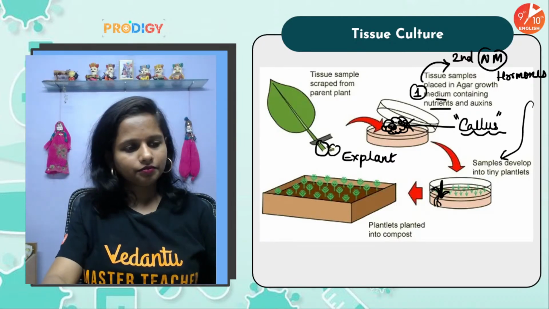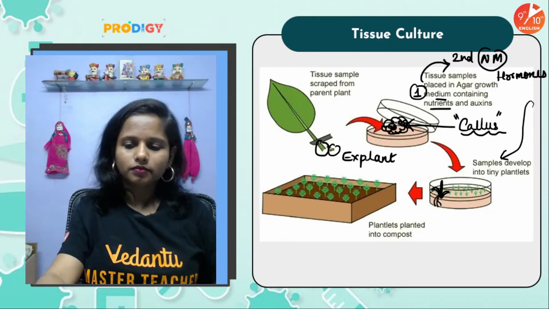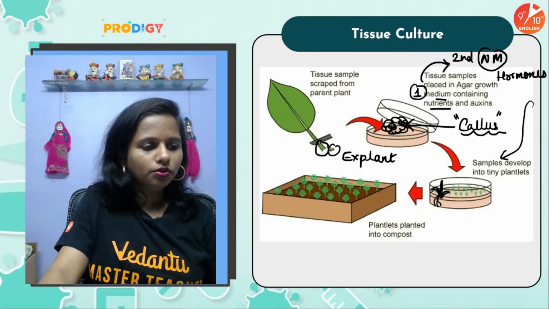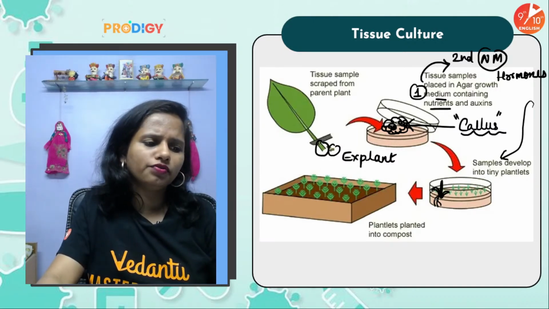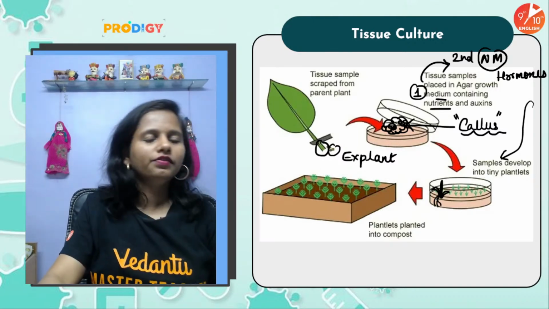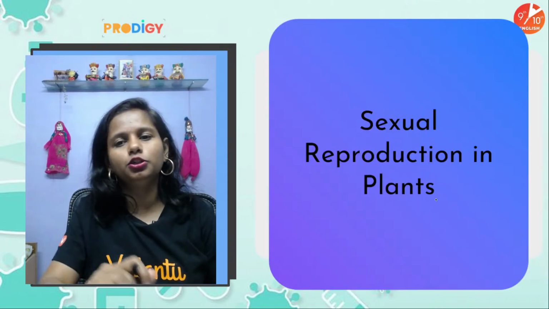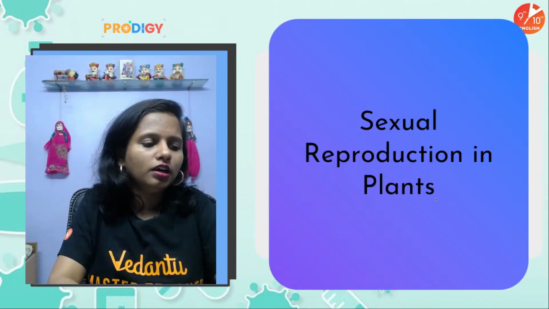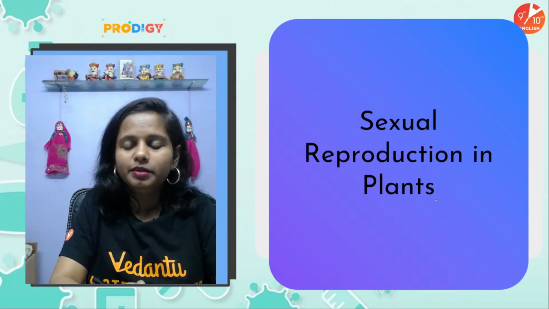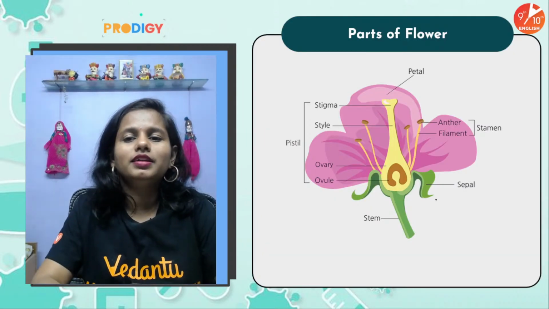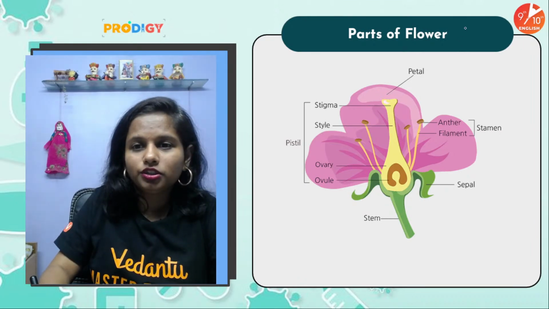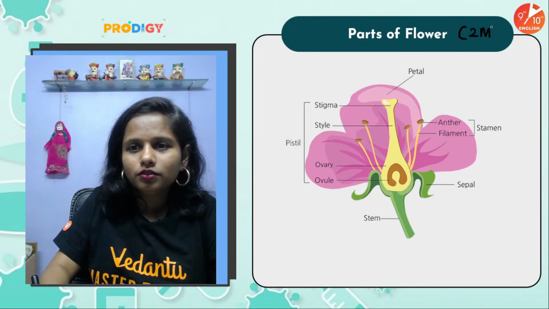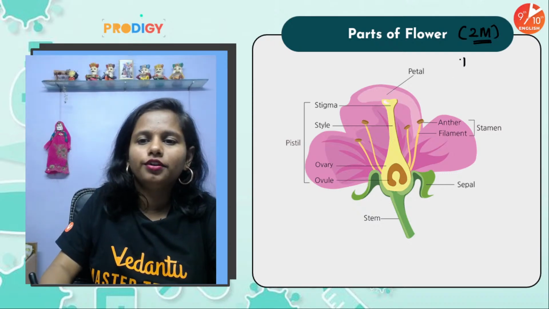Okay, come on. So this is what we call tissue culture. If it is done in plants, it is plant tissue culture. If it is done in animals, it's called animal tissue culture. Now let's talk about, guys, sexual reproduction in plants. To understand sexual reproduction in plants, this particular question is asked for 2 marks to draw.